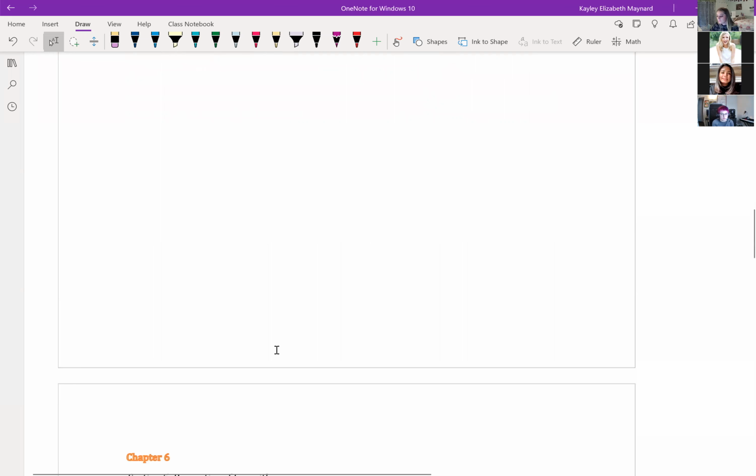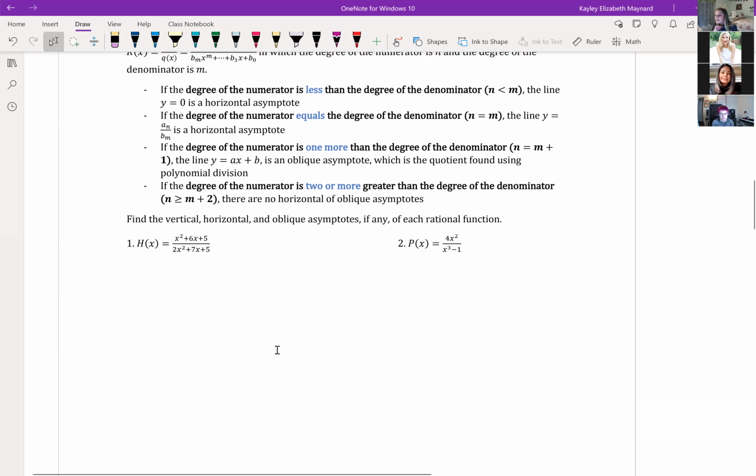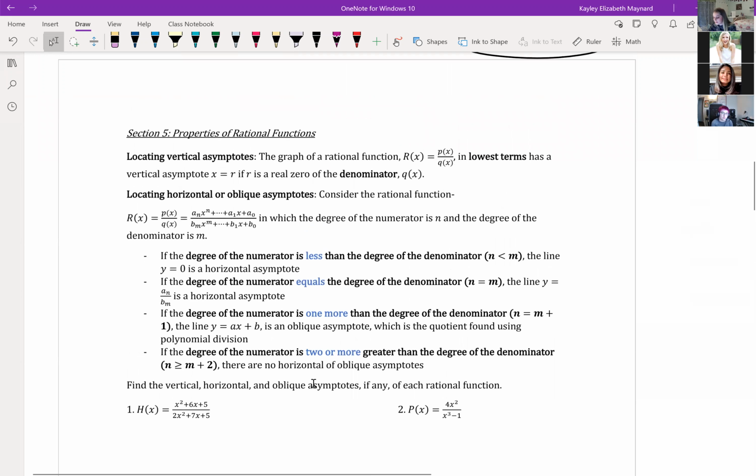If the degree of the numerator is less than the degree of the denominator, then the line y equals 0 is a horizontal asymptote. If the degree of the numerator equals the degree of the denominator, this is where we read off those leading coefficients on our first term, and that line is a horizontal asymptote.